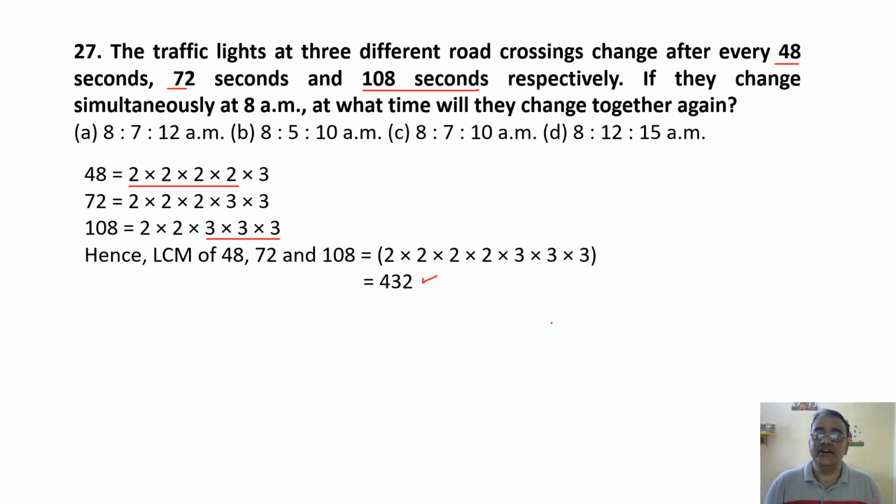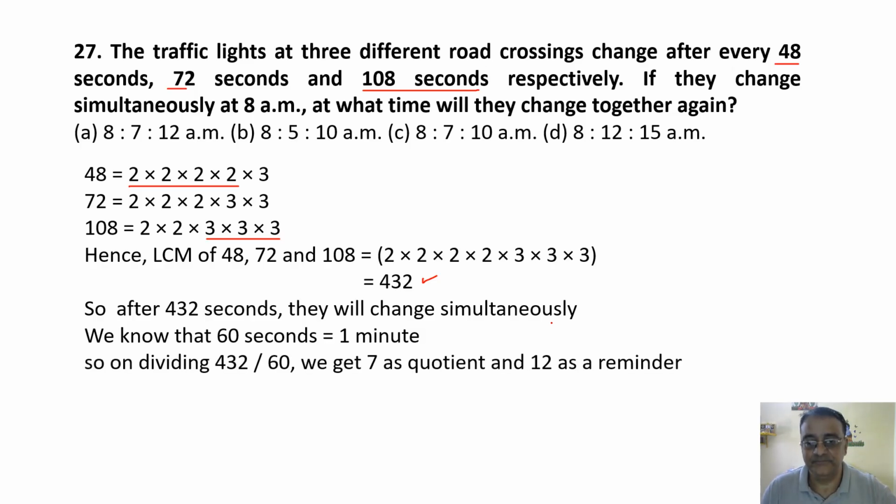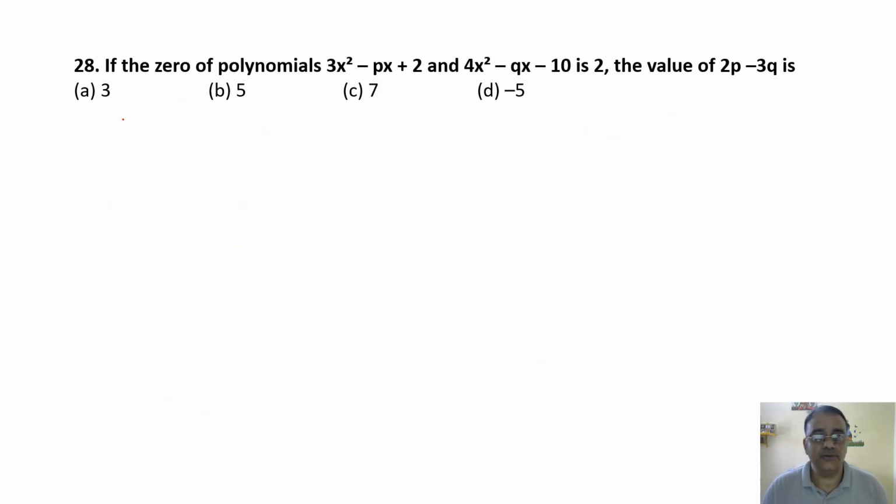So after 432 seconds they will change simultaneously, and we have to convert 432 seconds into minutes and seconds, so we will divide by 60, because 60 seconds is equal to 1 minute. If you divide, you will get 7 as quotient and 12 as remainder. So that is 7 minutes 12 seconds, so 8 hours 7 minutes 12 seconds, and the correct option is option A. Right. So now we are moving toward question number 28.